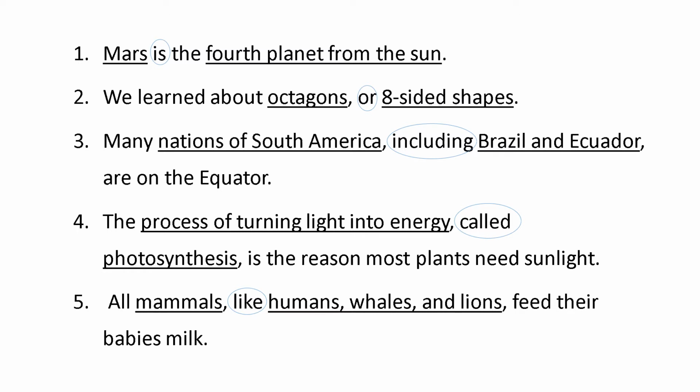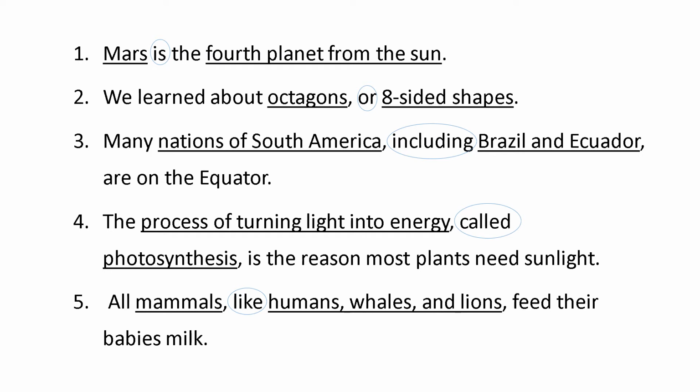In the first example, Mars is the fourth planet from the Sun. The clue word "is" helps us in defining the word Mars. That is, what comes after the clue word "is" defines the word Mars.